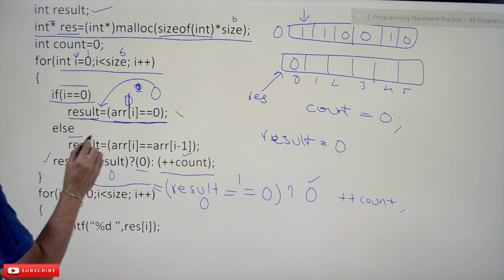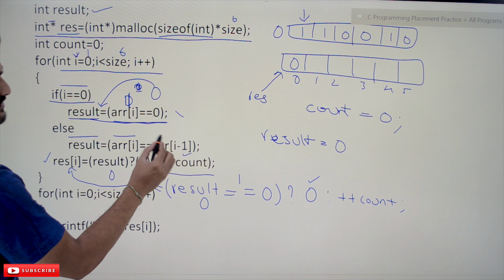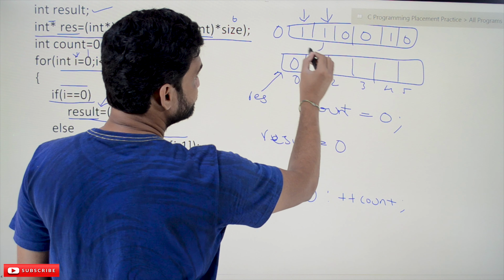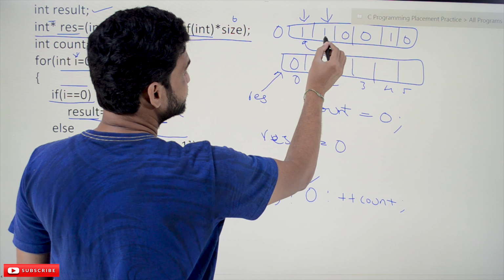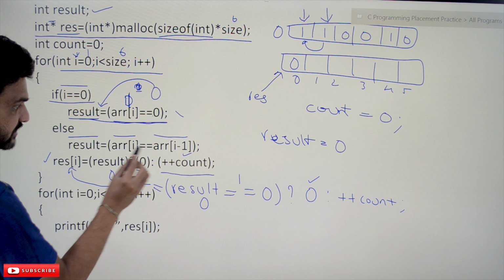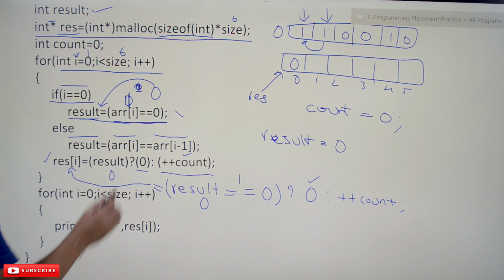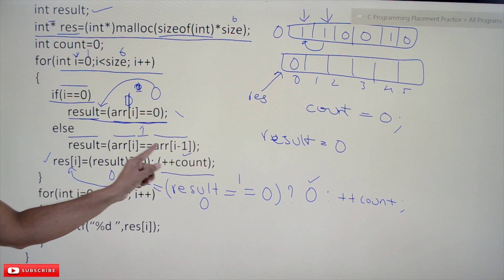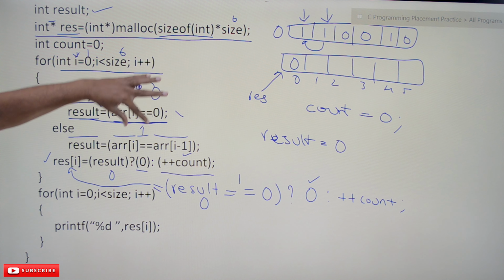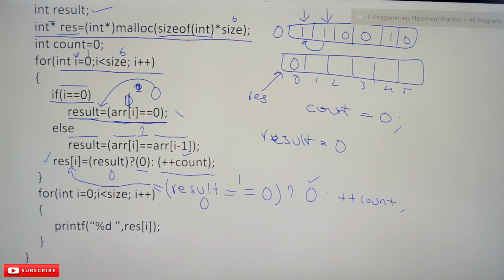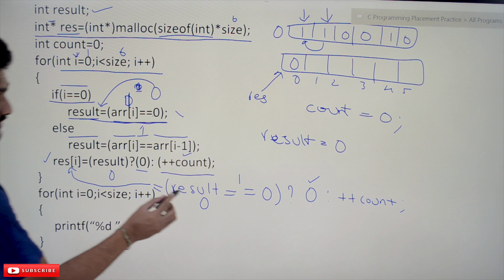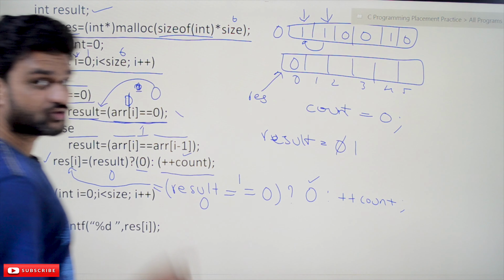Case, result is equal to ARR of I is equal to ARR of I minus 1. So now we are in this element. Now we have to compare these two. So if both of them are equal, then the result has to be stored with, if both of them are equal, ARR of I is equal to ARR of I minus 1. So in our case both of them are equal, so the output is going to be 1. Now the result is getting stored with 1.